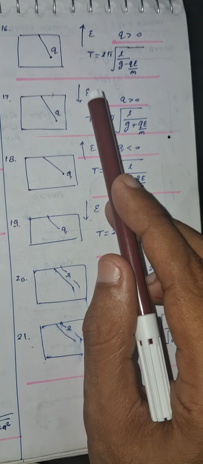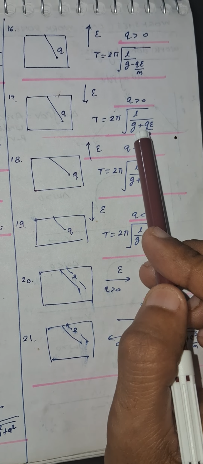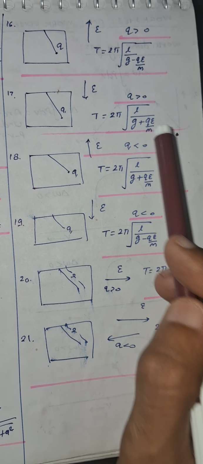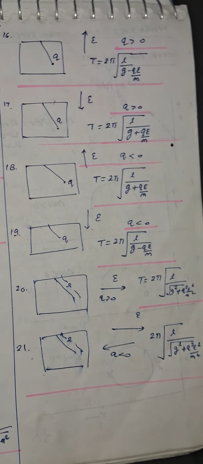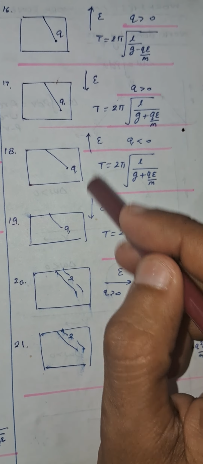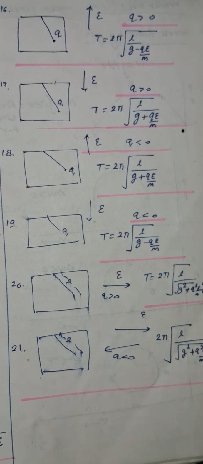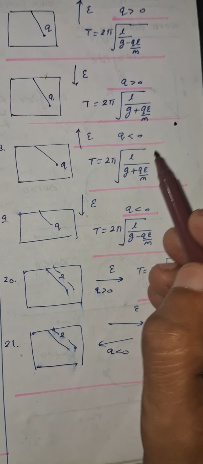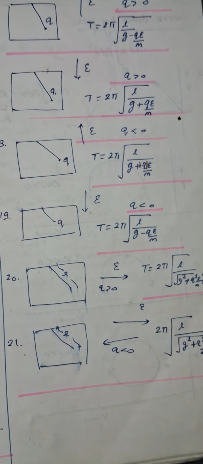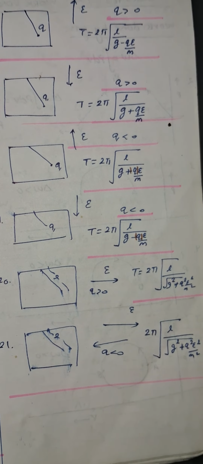In the next case, if electric field is downward, then the force due to this electric field will also be downward. So we will have a plus sign over here. Then is another case in which charge is negative, electric field is upward, so force on the charge will be downward, so that will increase effective G, and we have the expression 2 pi root L upon G plus mod of QE by M. Here also it should be mod of minus Q.